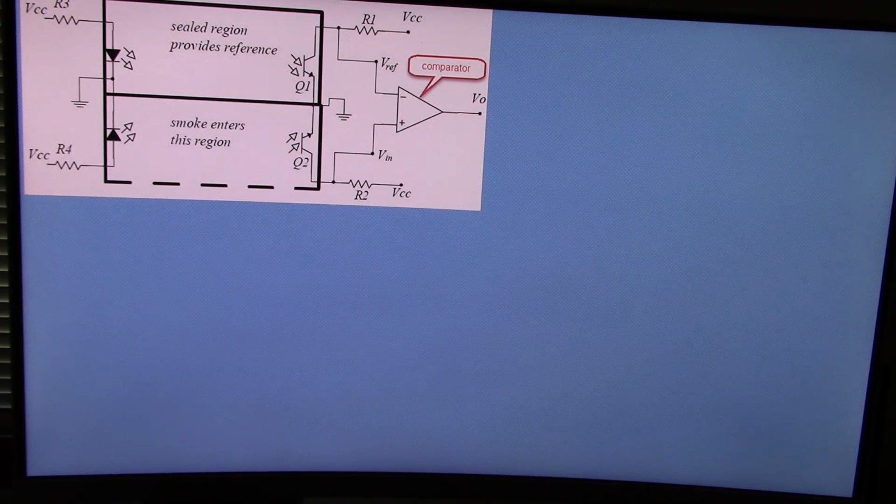Here's an actual application of that comparator circuit. This is like a smoke detector. This is how smoke detectors work actually. You have these LEDs, and they'll either turn this one on or this one on, and then it goes through this circuit and produces an output. So if smoke enters this region, this LED will shut off.